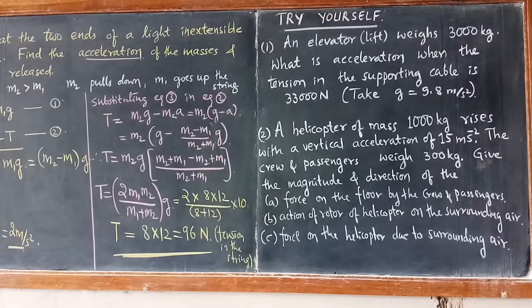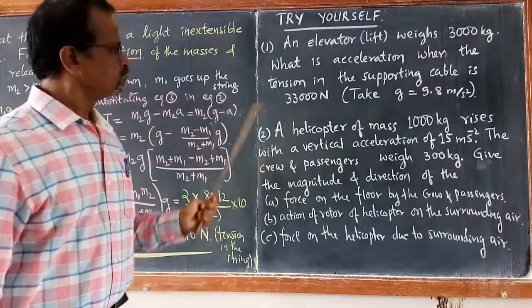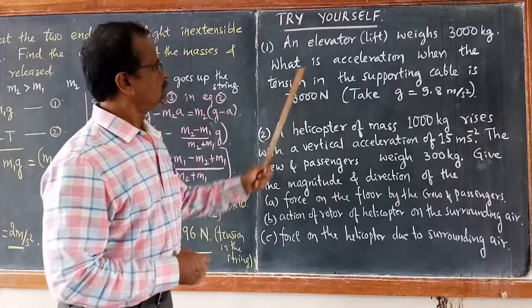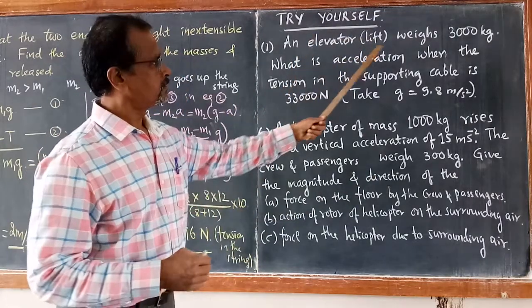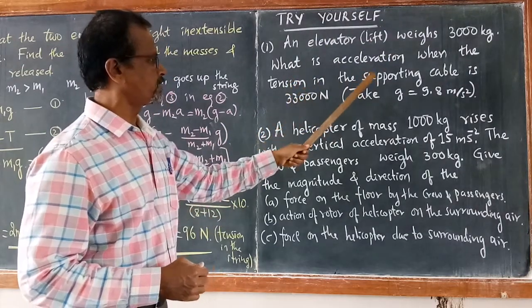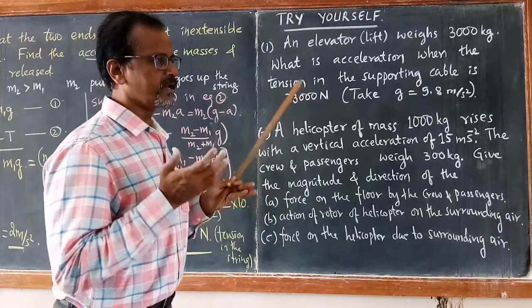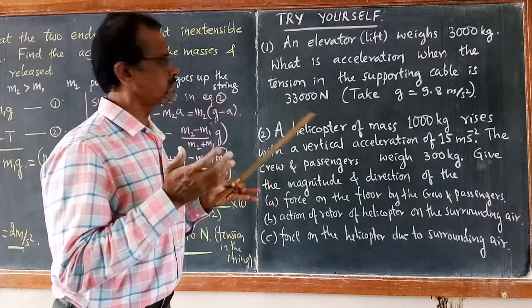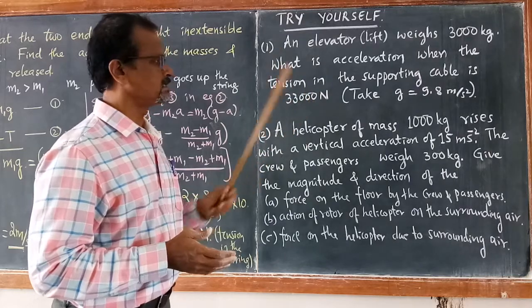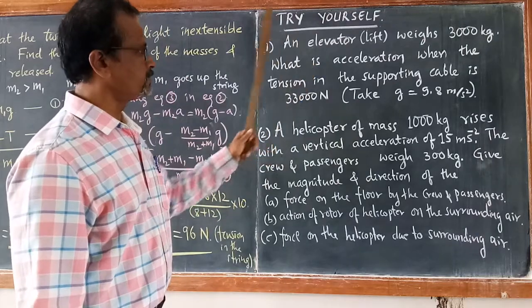Now I am giving you these two problems to try yourself. These two problems are again the application of Newton's second law and Newton's third law and free body diagram. An elevator or a lift weighs 3000 kg. What is the acceleration when the tension in the supporting cable is 33,000 Newton, when the lift is moving up? Take g equal to 9.8 meter per second square. This is a very simple problem.